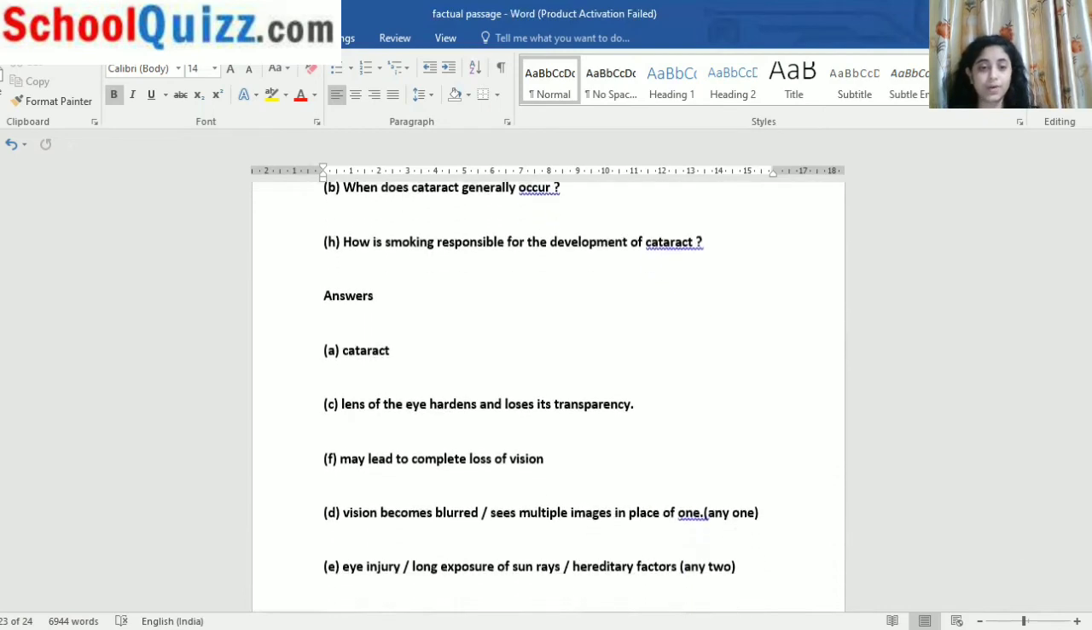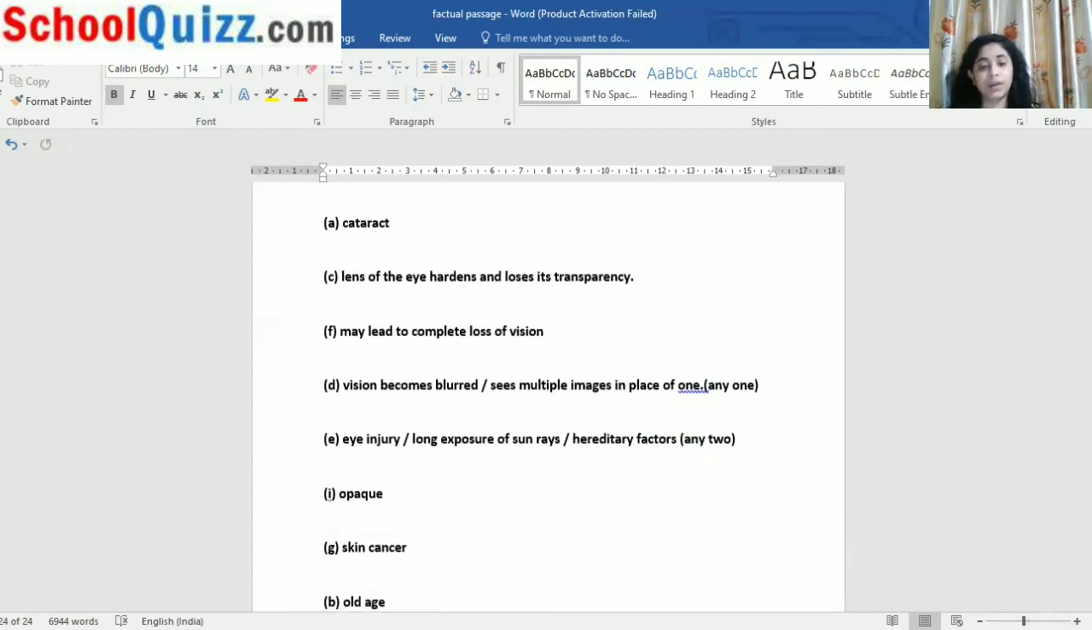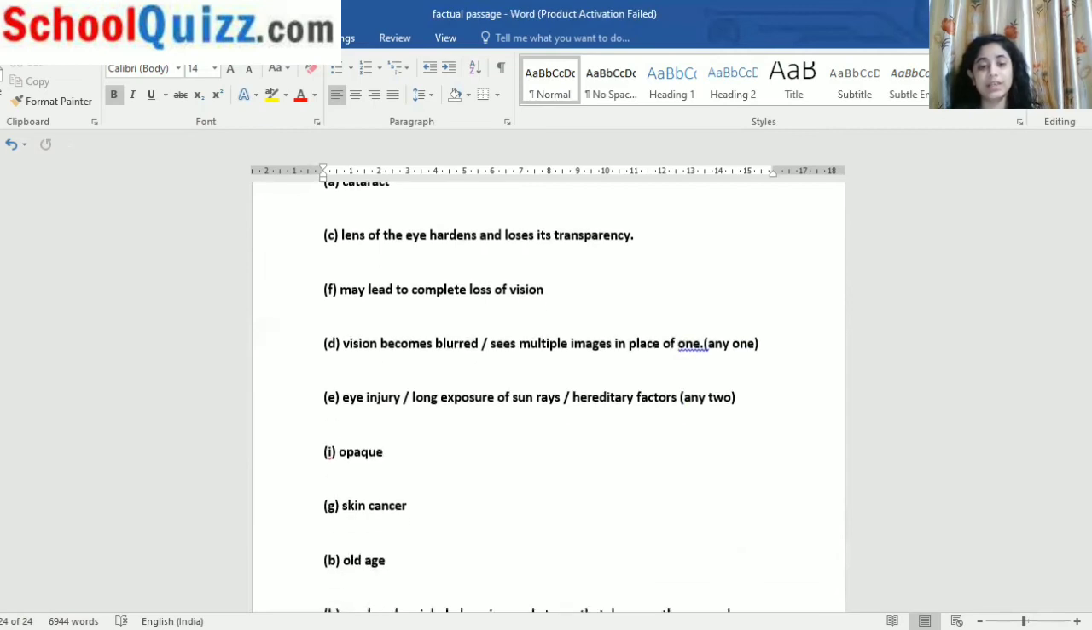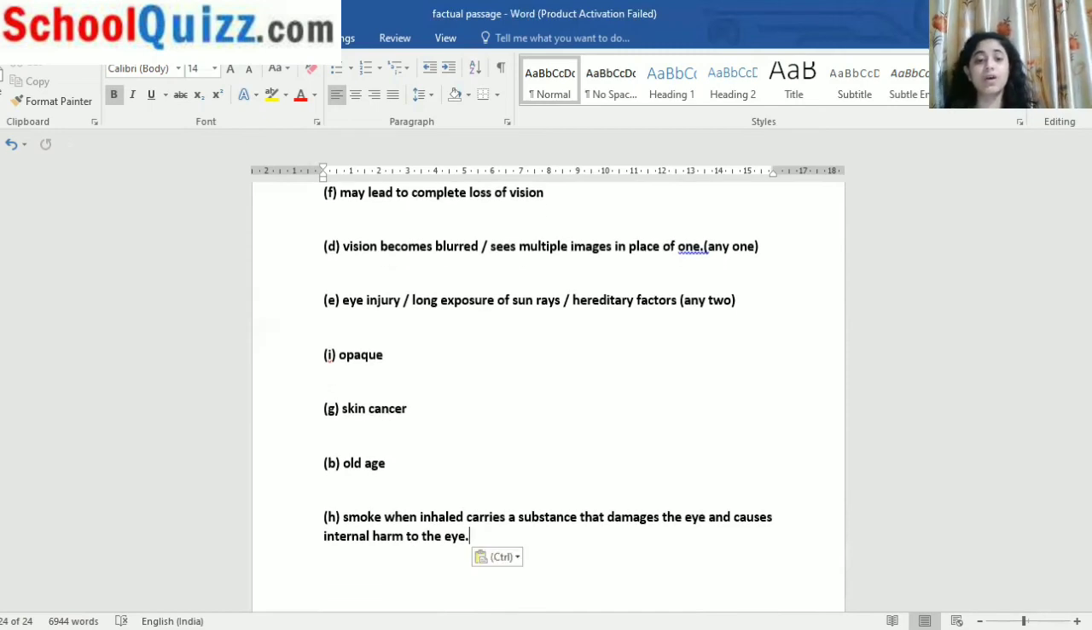So the answers of the questions are given here. Answers: cataract; the lens of the eye hardens and loses its transparency; may lead to complete loss of vision; vision becomes blurred, seeing multiple images instead of one; and eye injury, long exposure to sun rays, heredity factors. Now, the word which means blurriness is opaque; cancer is skin cancer; old age; smoke inhaled carries substances that damage the eyes and cause internal harm to the eye. So I hope I'm clear with it.